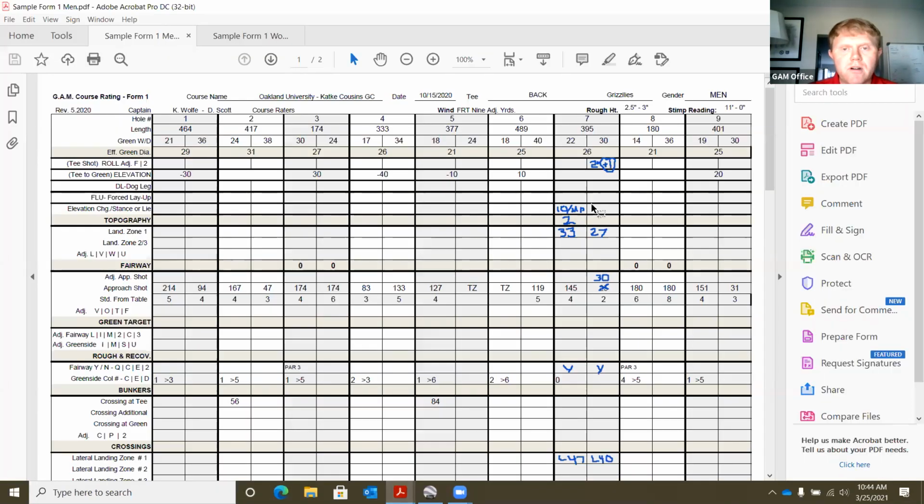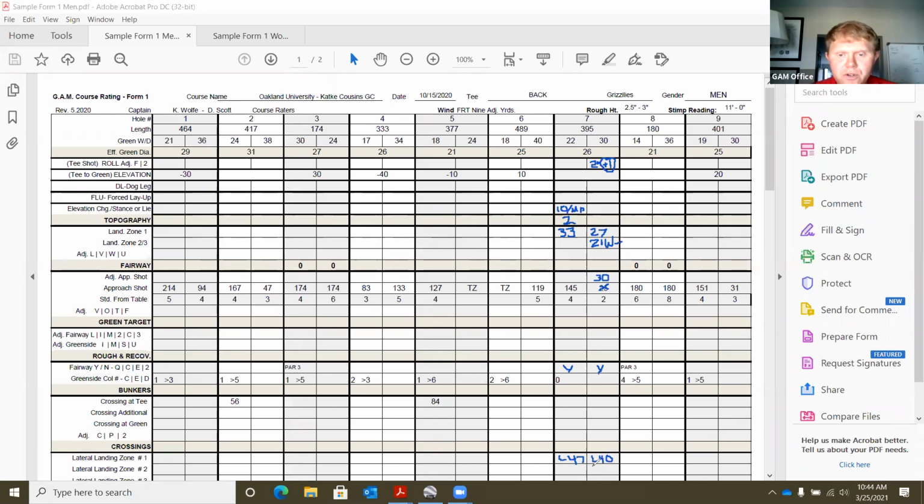So let's just, for example purposes, say that we have that. Here we measure our landing zone 2, and we measure it to be 21, but we've got a W- adjustment, and we'll write that down right there. So our 21 and then W-.